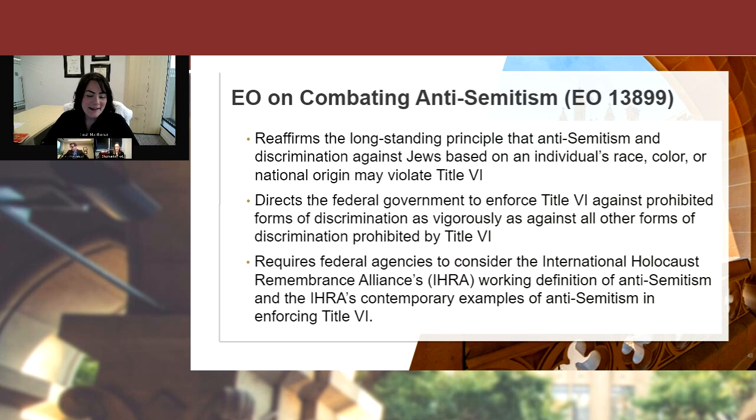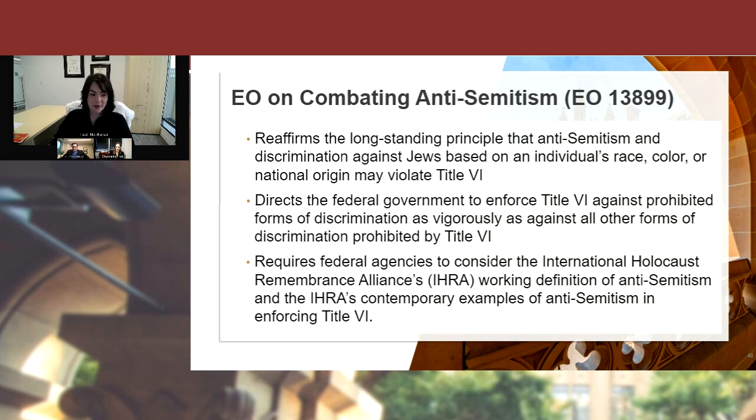The lucky thing here is that we have an incoming president who has had a prior administration, so we can look towards some things that happened in that prior administration to determine what we think might happen in this upcoming administration. So in 2019, we had an executive order issued by then President Trump on combating anti-Semitism. And what this executive order did was reaffirm a longstanding principle that anti-Semitism and discrimination against Jewish individuals based on their race, color, or national origin may violate Title VI.